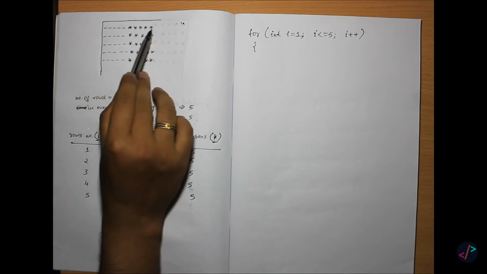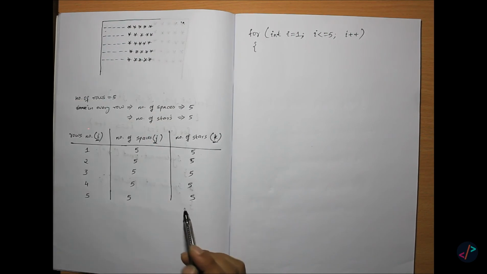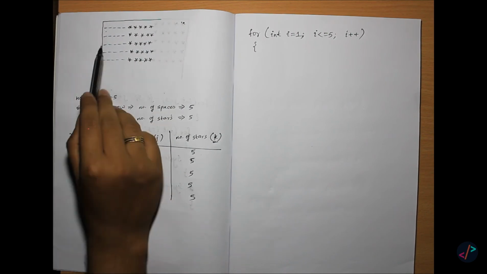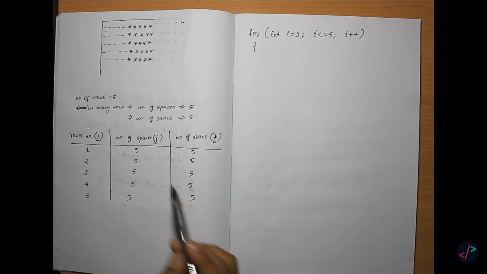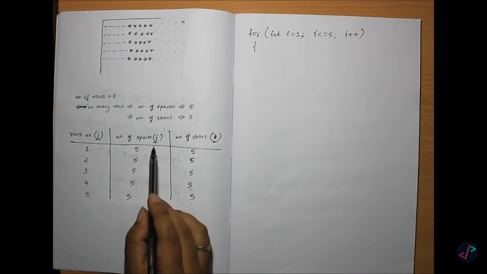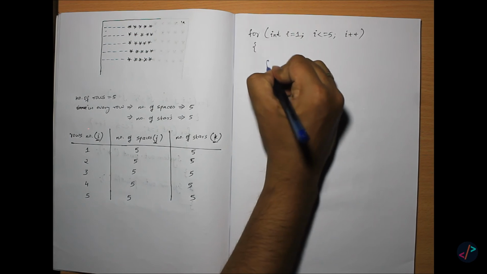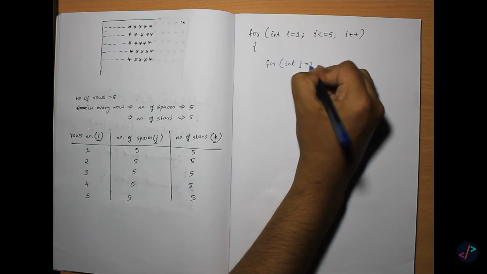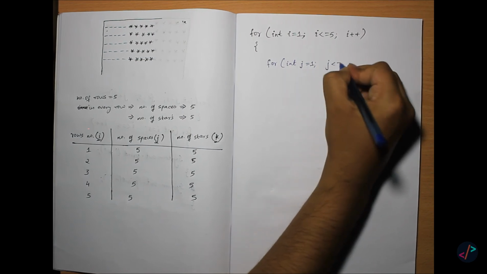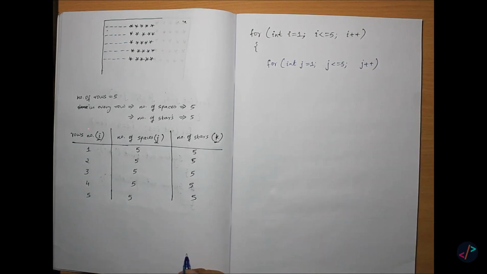Inside every row, what do you have to print now? You now have to print spaces. How many spaces? You now have to print 5 spaces. So if you want to print 5 spaces, who is the person taking care of the spaces? It is J. So write one more loop inside the for loop. Hence you can write it as for J is equals to 1, J less than or equals to 5, J plus plus. Like this.